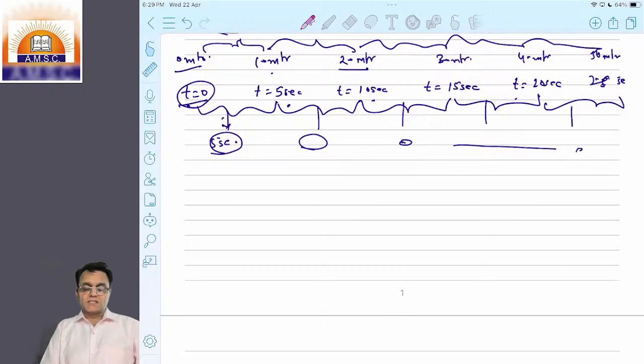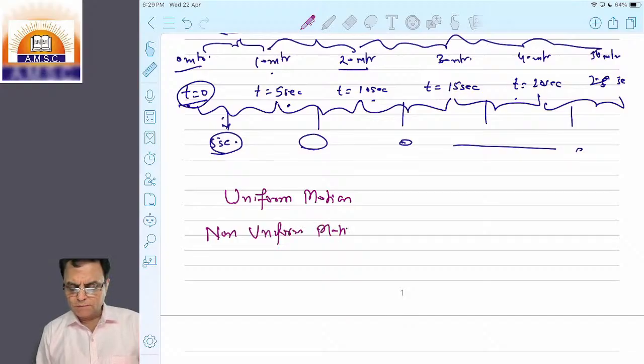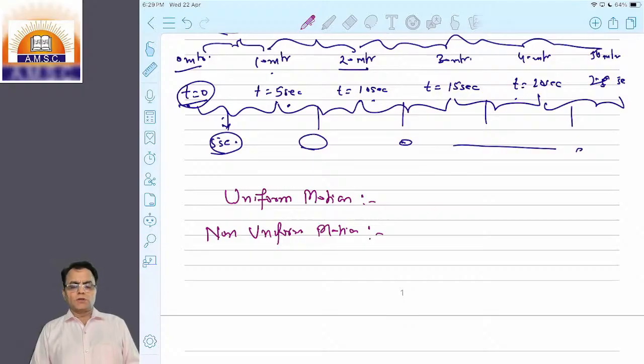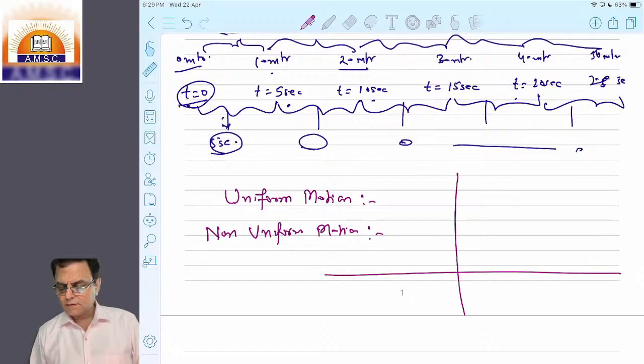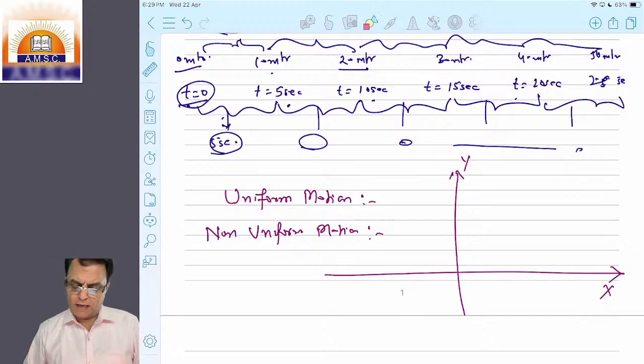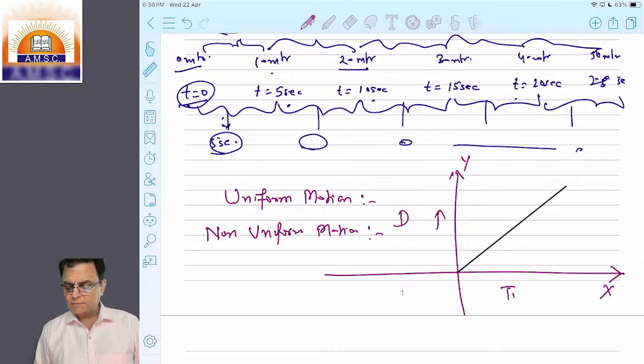So the graphical representation of motion starts with what? Uniform motion and non-uniform motion. Both use a coordinate axis, right? Then if it happens to be a straight line joining all the coordinates, then it represents what? If this is distance, ये अगर distance है, this is time. A straight line always represents uniform motion, right?